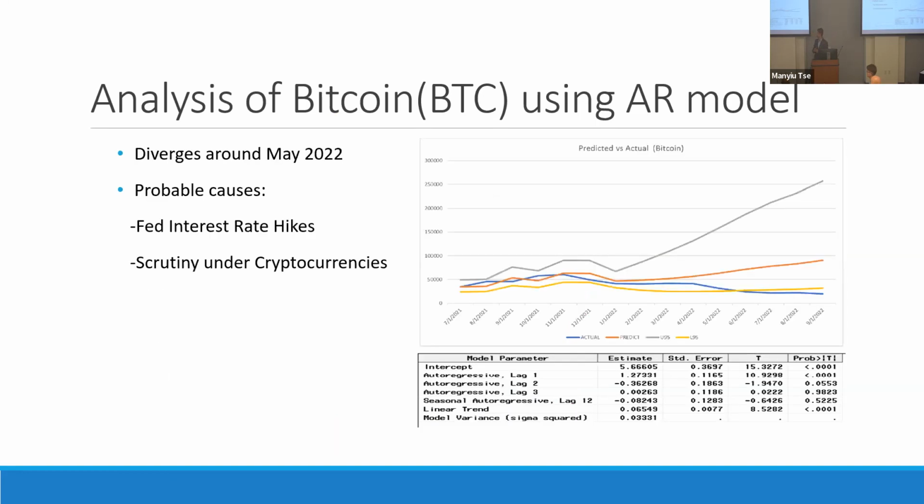So Bitcoin also, similar to ExxonMobil, diverges around May of 2022. A possible cause for this is that the Federal Reserve had an interest rate hike around that time. That meant that cryptocurrency was not as popular an investment as it was before the Fed interest rate hike. And also at that time, there was scrutiny on cryptocurrencies, and many cryptocurrency funds were going bankrupt. That meant people were losing confidence in cryptocurrency. And that's why the graph diverged away from our model.